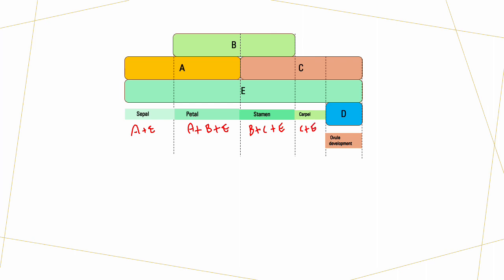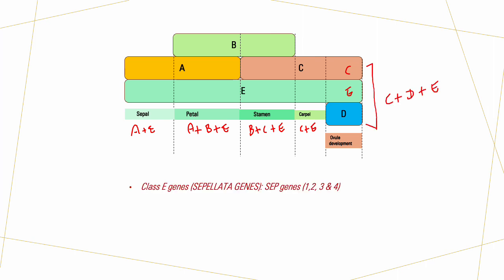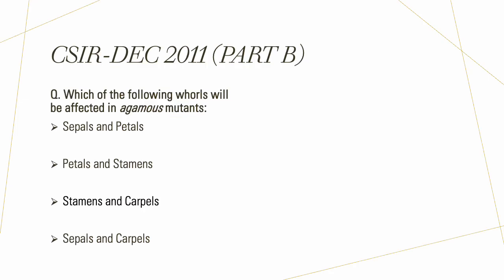And finally, this section where we have what? C, D, and E. So this particular part together, C plus D plus E, results in something called ovule development. So please remember, class E genes are known by the name of sepallata genes or SEP genes. That is, there are four types of SEP genes discovered in plants: SEP 1, 2, 3, and 4. And class D genes are known as seedstick genes or STK genes, right?